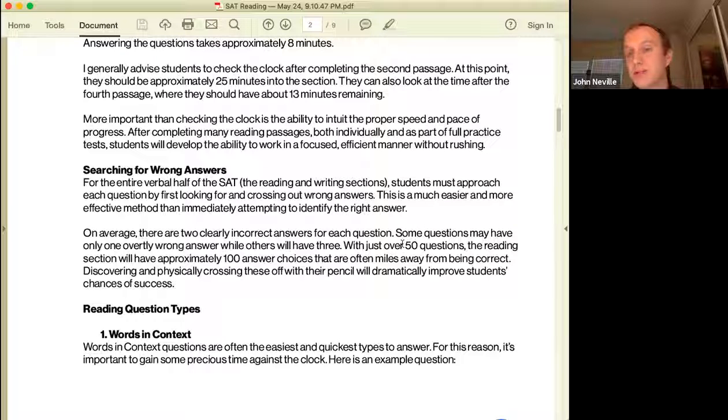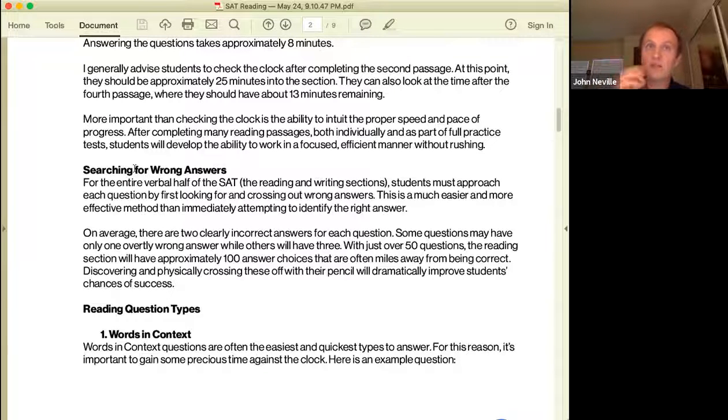But also just knowing that there are going to be close to approximately 100 clearly incorrect answer choices in the SAT reading passage means that if you hem and haw before crossing off every single answer that's not the right answer, you're going to be wasting a lot of time. So especially with practice, students will become more confident and quicker to realize, hey, this answer is nowhere near. It's not even in the same ballpark as the correct answer.